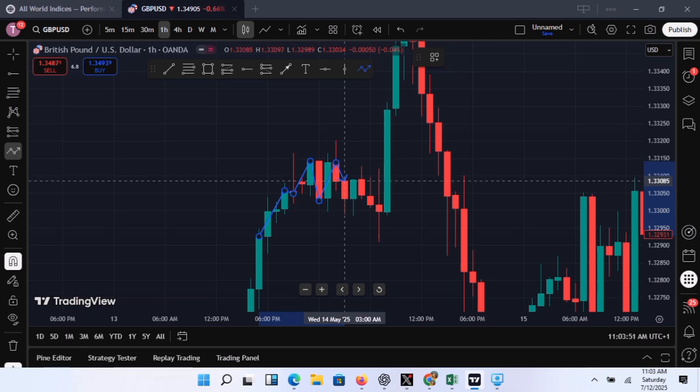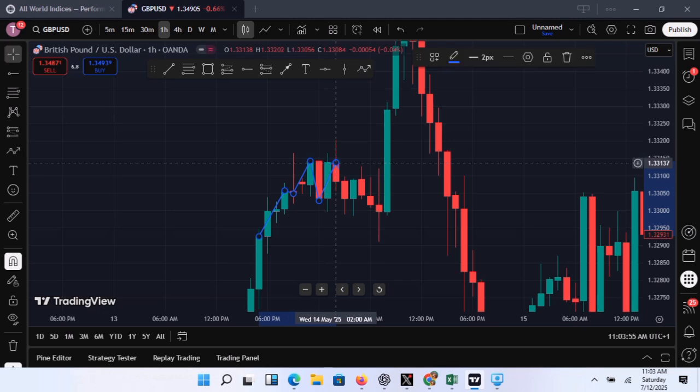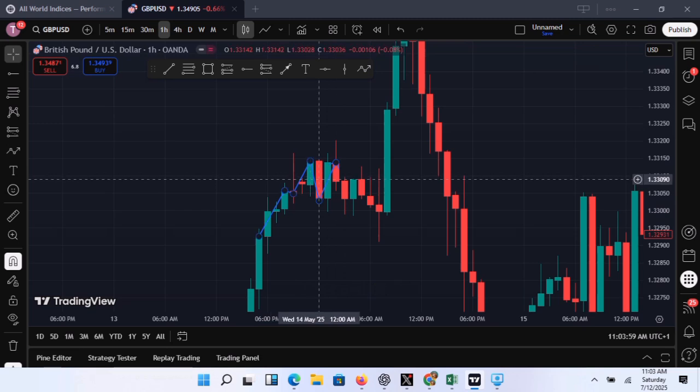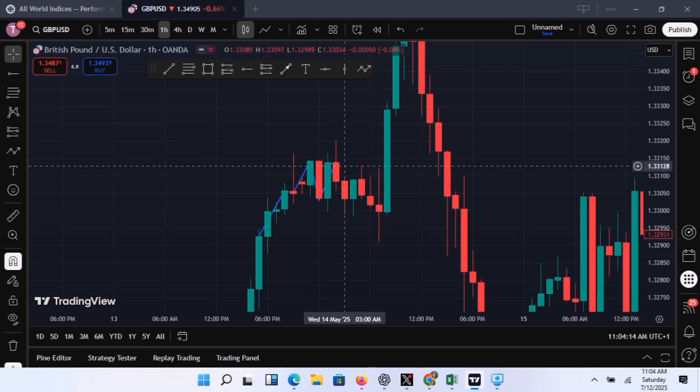So now let us look at what happened here. Let us look at the time: 10 p.m., 11 p.m., 12 a.m. This is the 12 a.m. candle. So this is where the day stops. This is the bridge between the days. Now what happened?